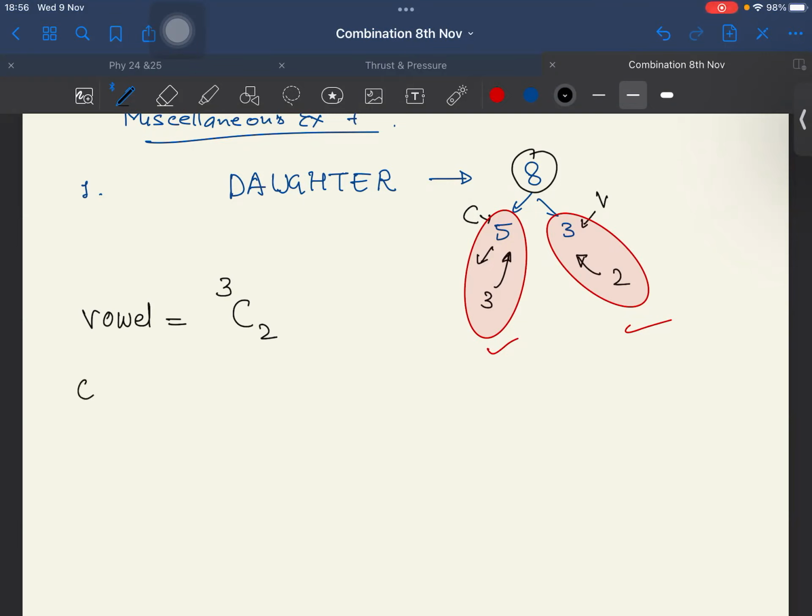And you have consonants, right? How many consonants do you have? Total 5 consonants, right? Out of 5 consonants, you have to select 3 consonants, and together they will form words. So 3C2 is how much? It is 3. And 5C3 is how much? 10. So the total combination of vowels and consonants will be how much? 30.